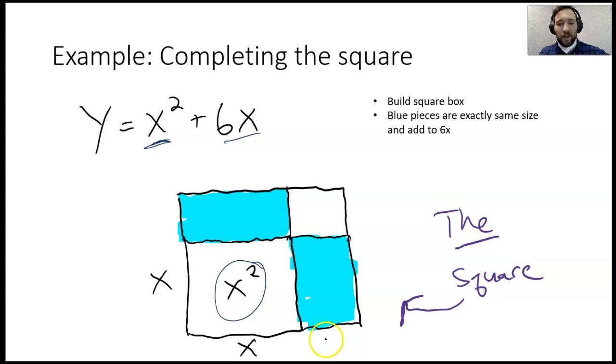Well, how do I do that? I take half of 6, and that gives me 3. Why is that? Because what are the dimensions of this box? It's 3 by x, so its area is 3 times x. And this one is 3 units up and x units across. Its area is 3 times x. So now I have a slightly more complete picture where I have the x squared, 3x here and 3x here, and of course 3x plus 3x gives me a total of 6x.